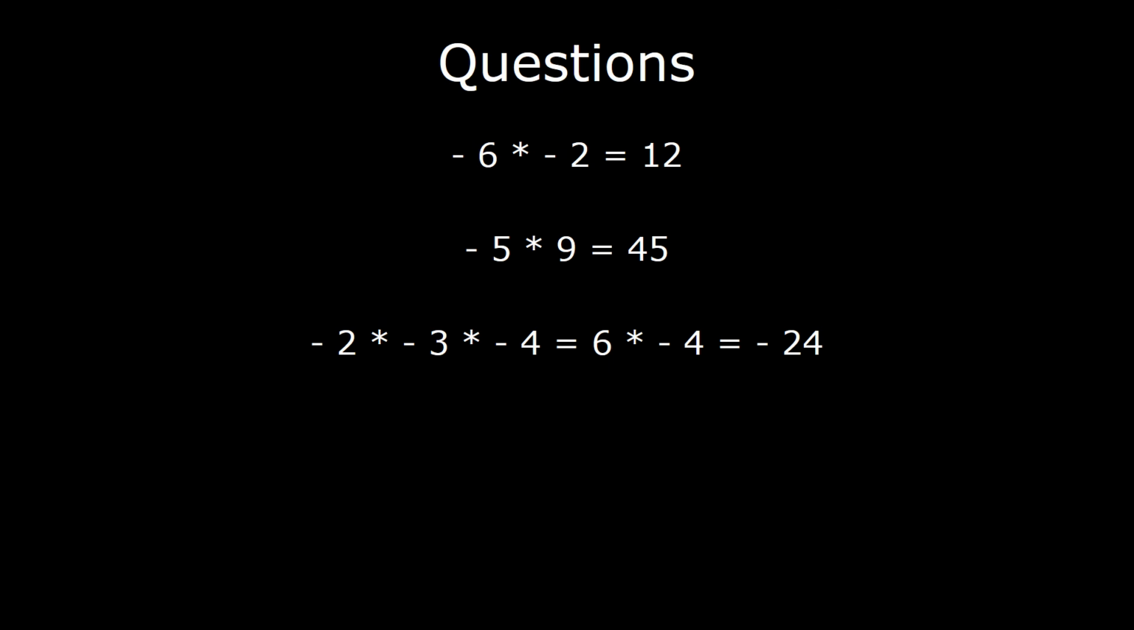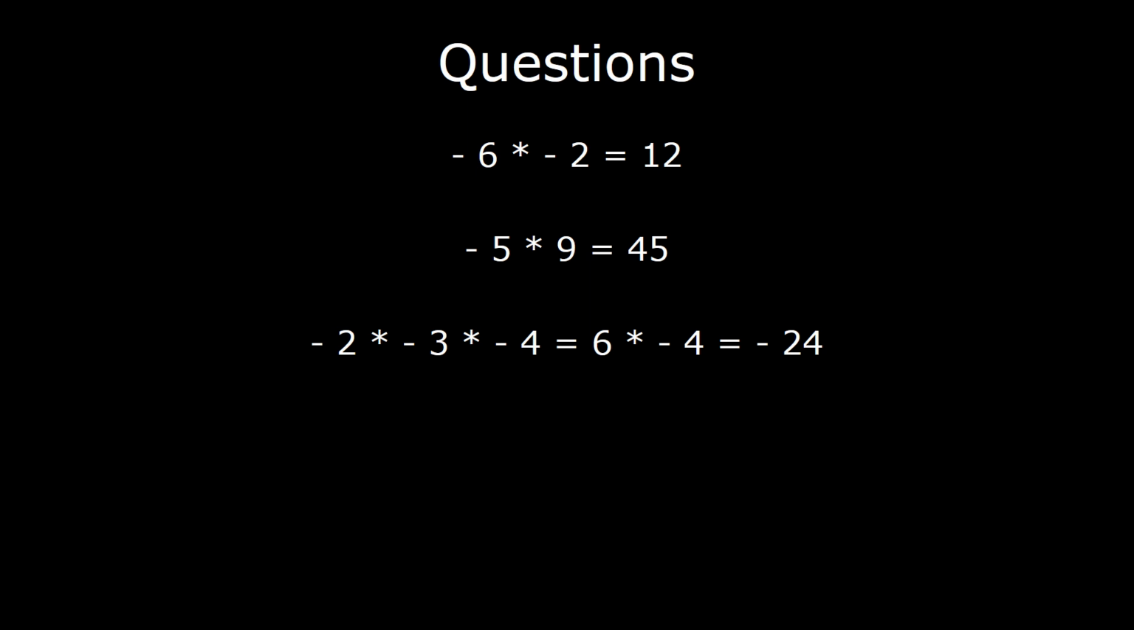Let us move on to some questions based on what we have just learned about multiplication with positive and negative numbers. Question 1. Minus 6 into minus 2. There are two negative signs in the question, so we know according to our takeaway that they will cancel out and all we need is a positive sign. So that's there, and also 6 into 2 gives us 12. So minus 6 into minus 2 equals, we'll put the positive sign, plus 12.